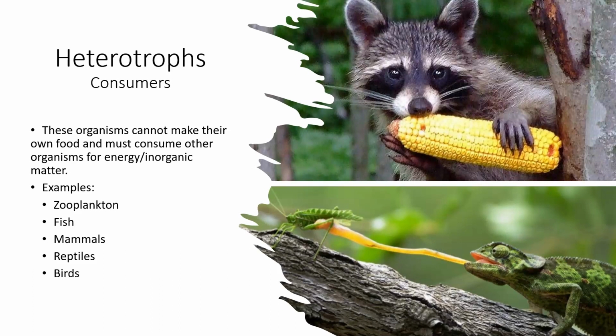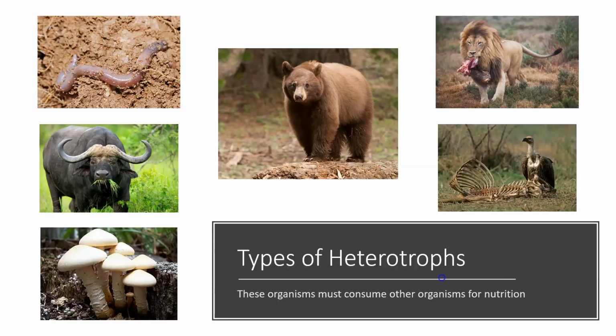Heterotrophs are your consumers. We as humans are obviously heterotrophs. We cannot produce our own food. We consume other organisms for energy. Examples of these heterotrophs, as we'll see in future slides, are herbivores and carnivores and omnivores. But all of the organisms that make up the big classes, like fish, mammals, reptiles, birds, all would be heterotrophs. They cannot photosynthesize and therefore have to consume other organisms for their energy and organic matter.